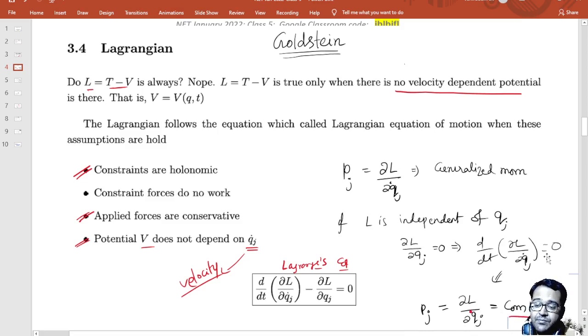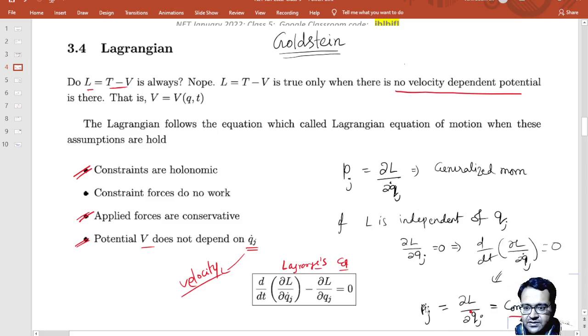This is very important. This has very important consequences throughout mechanics, so remember it very well. If your L is independent of a particular coordinate, the generalized momentum corresponding to that particular coordinate should be a constant. So I think you are seeing my head there.